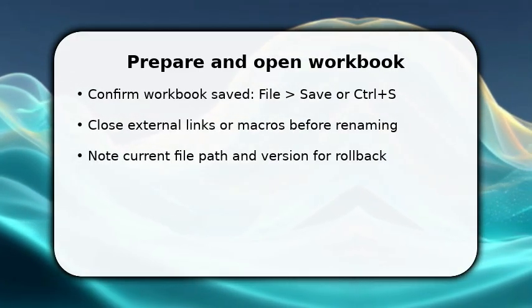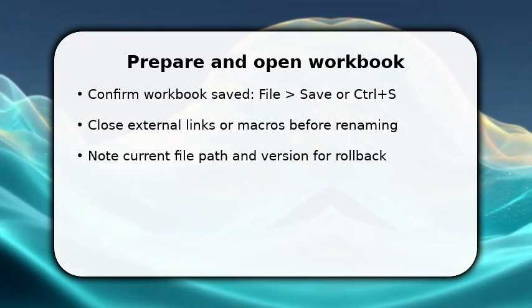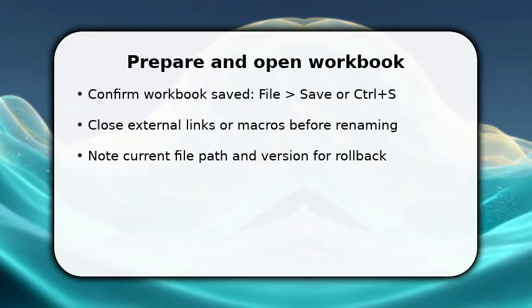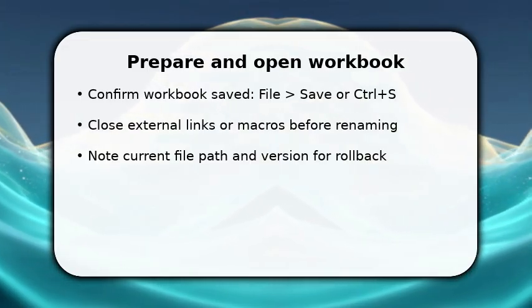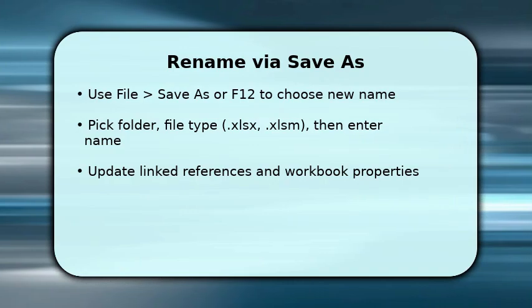Now go to File Save As or use F12 to begin renaming. This is the first actionable step toward changing the Excel book name. You'll use Save As to rename safely. Choose File Save As or press F12.